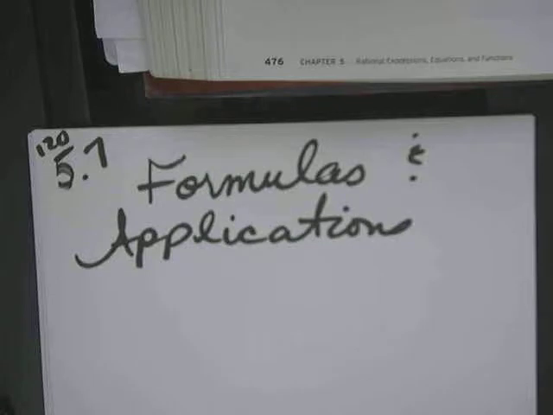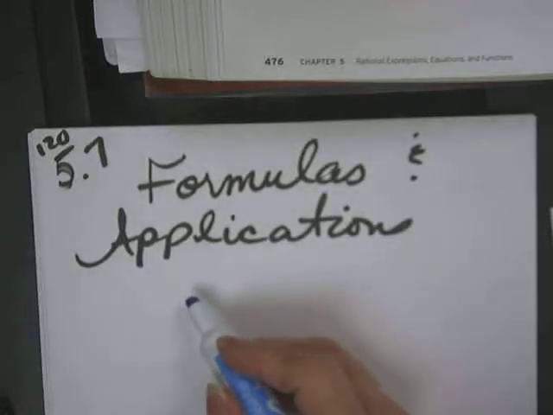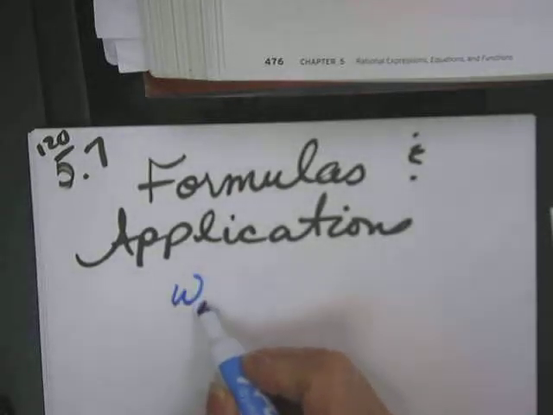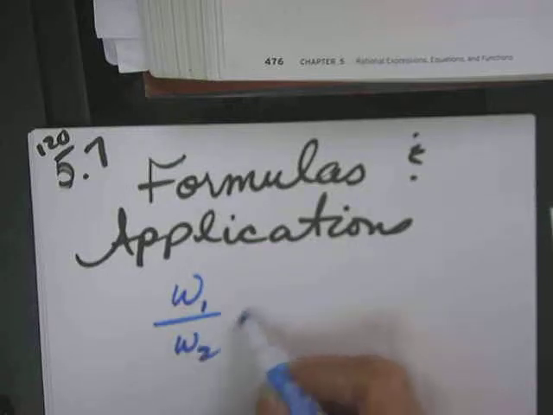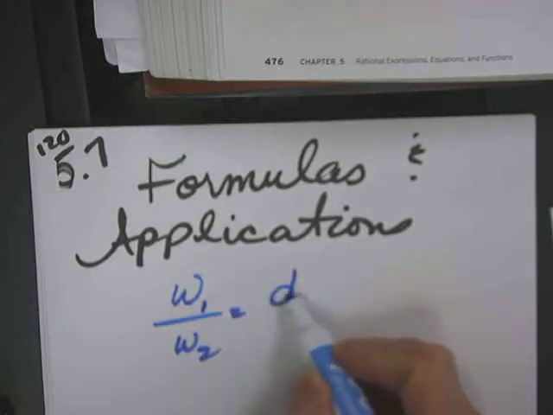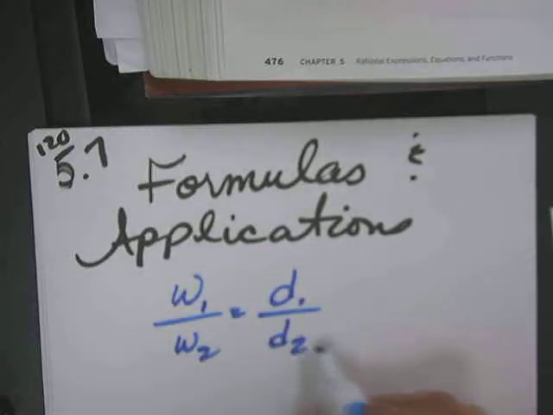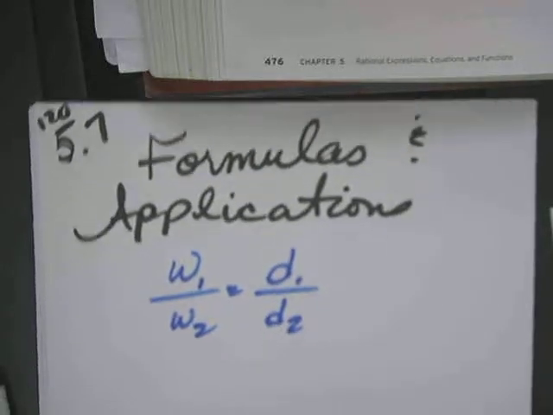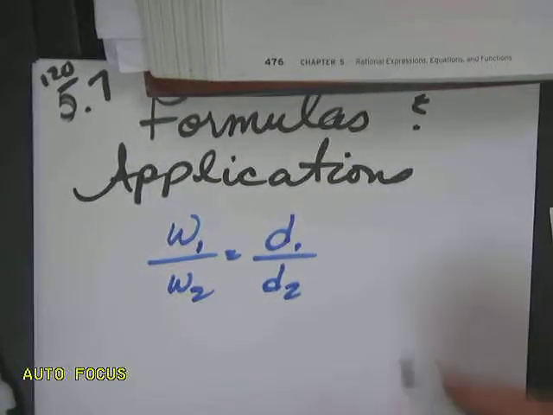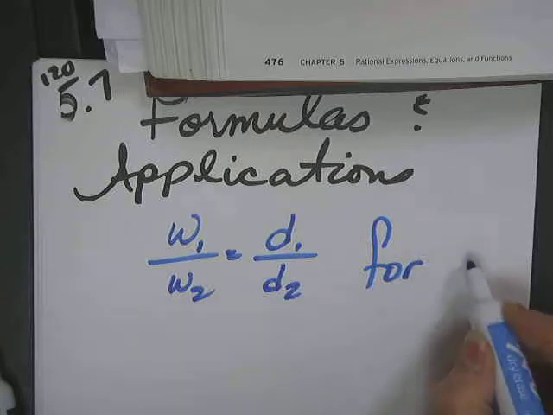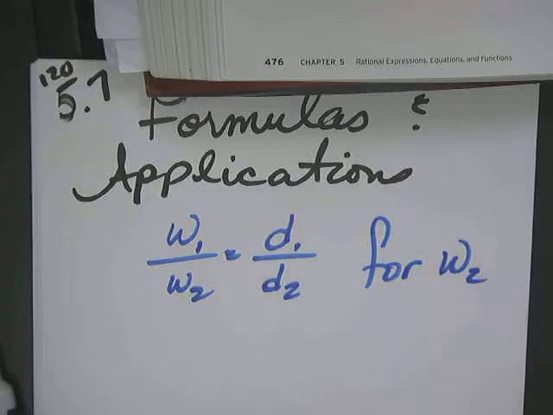5.7, formulas and applications. So you're going to be given a formula and be told to solve for a specific variable in that formula. Okay? So if you were given the formula W1 over W2 equals D1 over D2, what if you were told to solve that for W2?